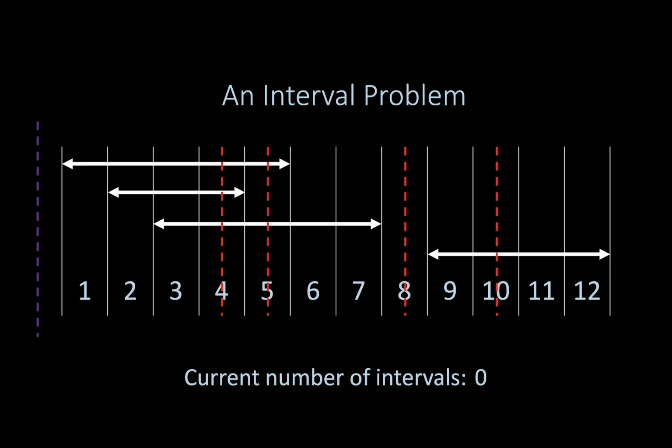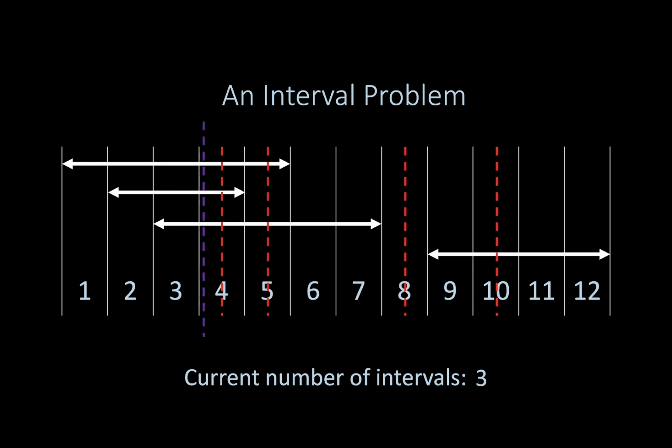Well, let's start moving the purple line, and we'll look at what happens to this count every time the purple line hits something interesting, whether that be the start of an interval, the end of an interval, or a query. So the purple line moves to the right a bit, and it hits the start of the first interval, which means that we should increment the current number of intervals which intersect our purple sweep line. Now, if we move it to the right a bit more, we can see that as it hits the start of the second interval, we should increment our counter. And same for the third interval, we increment our counter.